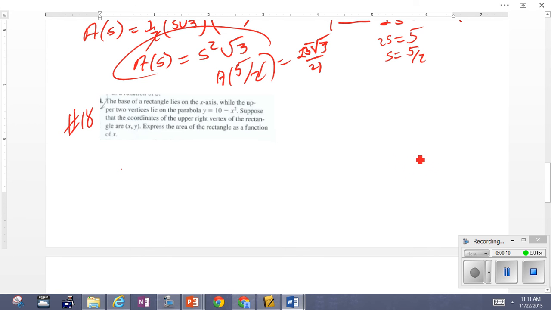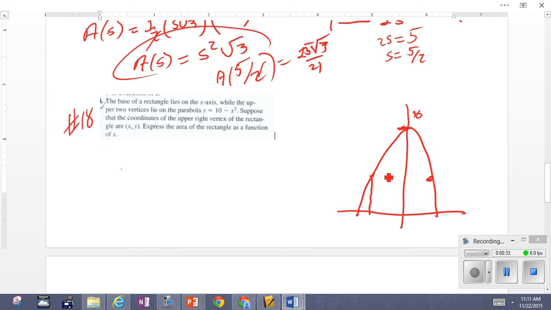Alright, so we have the parabola, which is 10 minus x squared, meaning it's up here, y-intercept of 10, opening downward. Okay, we have a rectangle that's being built within this. So let's suppose that this is a rectangle here.